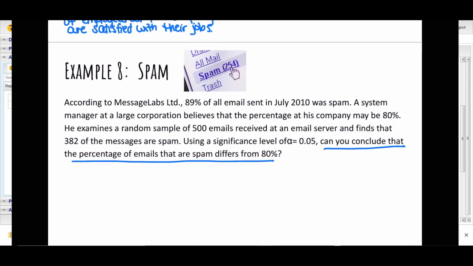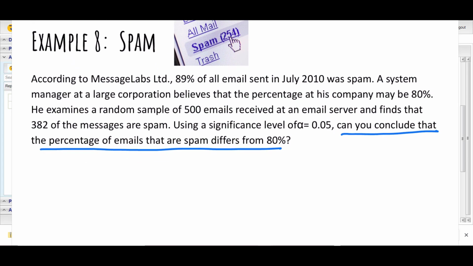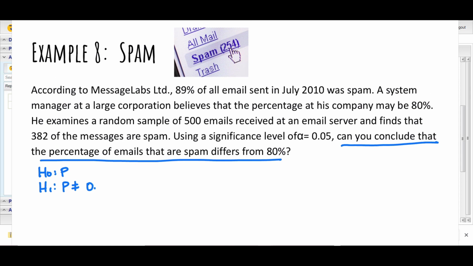So there is the claim that we're working off of. We are testing a percentage, which is a proportion. We're saying that it differs. That's what the last sentence says, that we're trying to conclude that it differs from 80%. So I'm going to do 0.80 instead. That means the null is equals that same number. So when they say differs, we use the not equal to sign, and it makes it a two-tailed test instead of a one-tailed test. Okay, so we're doing a proportion inference.